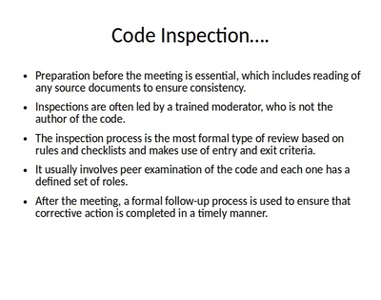The inspection process is the most formal type of review, based on rules and checklists, and makes use of entry and exit criteria. Code inspection usually involves peer examination of the code, and each participant has a defined set of roles. After the meeting, a formal follow-up process is used to ensure that corrective action is completed in a timely manner.